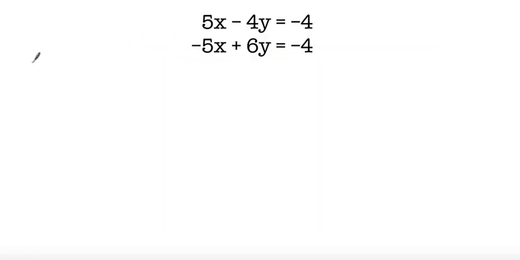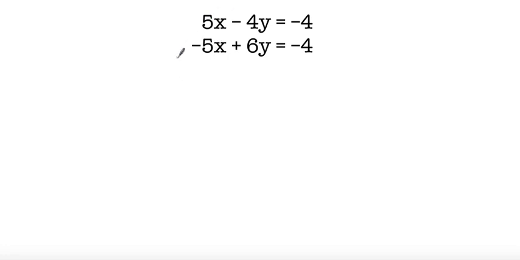So here we have 5x minus 4y is equal to negative 4, and we have negative 5x plus 6y is equal to negative 4. So when we do use elimination, we want to make sure that two of our coefficients that are in front of the same variable are opposites. So either 5 and negative 5 or negative 4 and positive 6. So we know that negative 4 and positive 6 are not opposites, but 5 and negative 5 are.